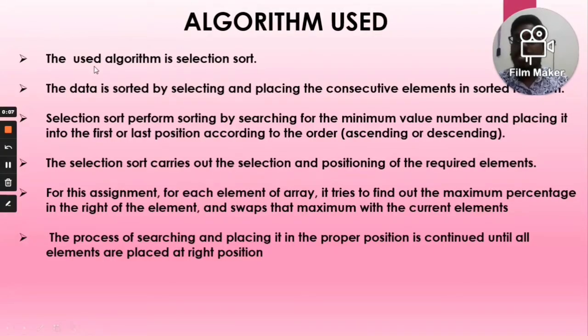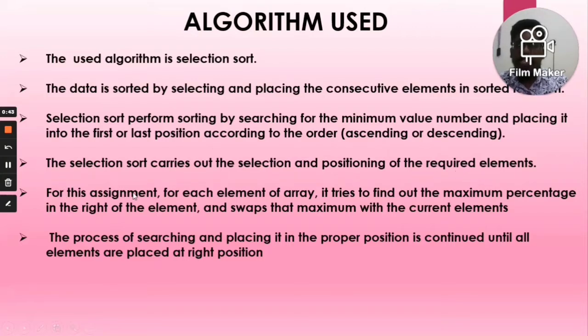Okay, for this assignment, the algorithm used is selection sort. Why did we choose selection sort? It's because in selection sort, the data is sorted by selecting and placing the consecutive elements in sorted location. Moreover, selection sort in general performs sorting by searching for the minimum value and placing it into the first or last position according to the order, ascending or descending. The selection sort carries out the selection and positioning of the required elements.